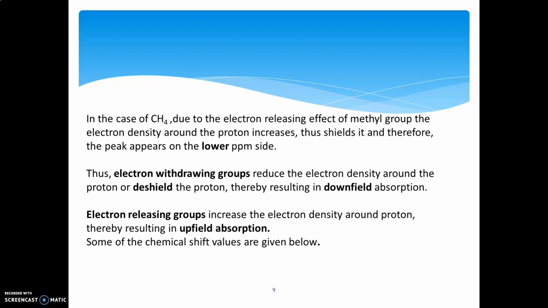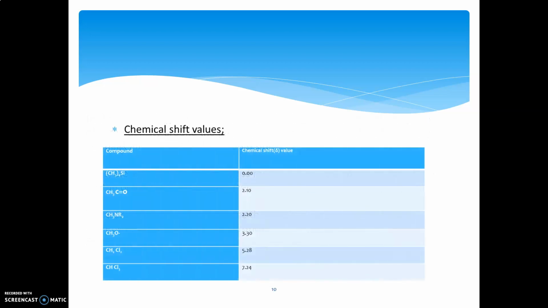Some of the chemical shift values are given here. For tetramethylsilane, it is 0. For ketones, it will be 2.10. For amines, it will be 2.2. For ethers, 3.3. Dichloromethane, it will be 5.28. Trichloromethane, it will be 7.24.